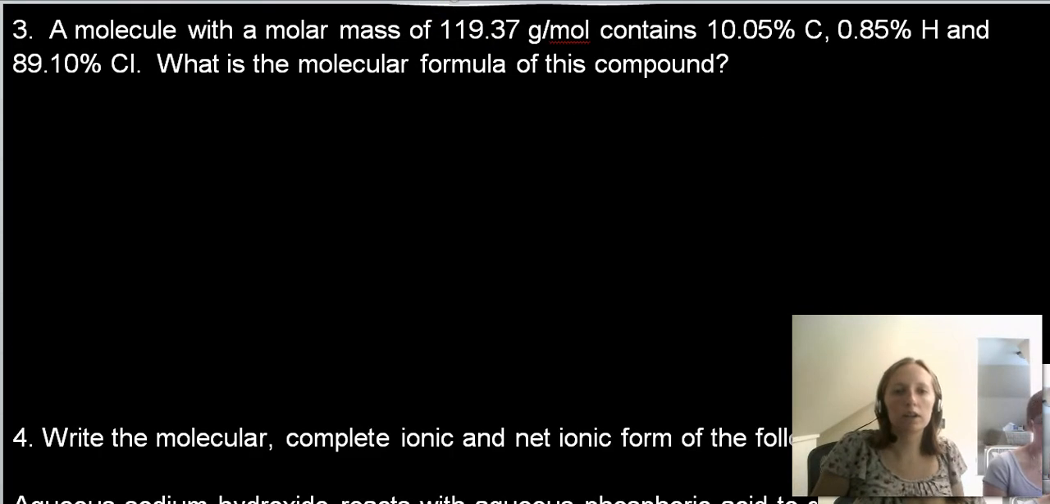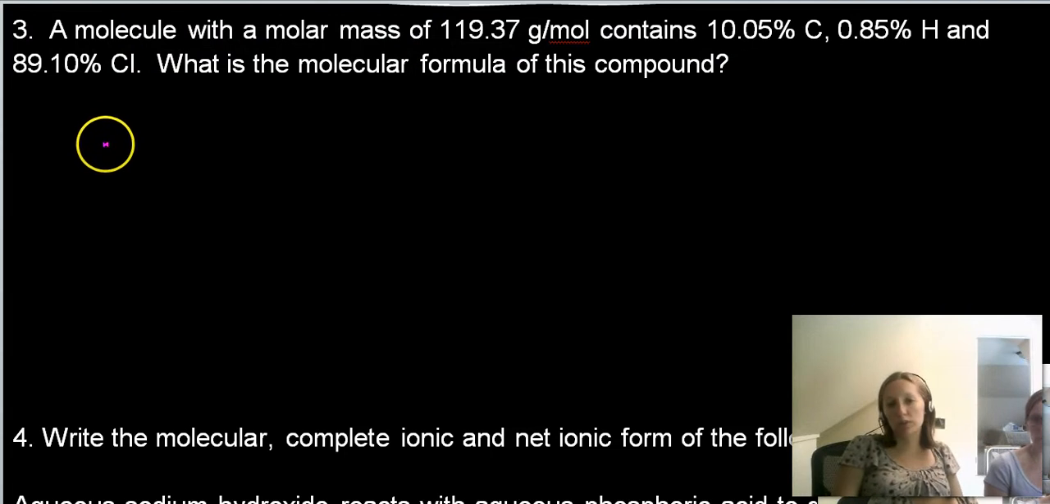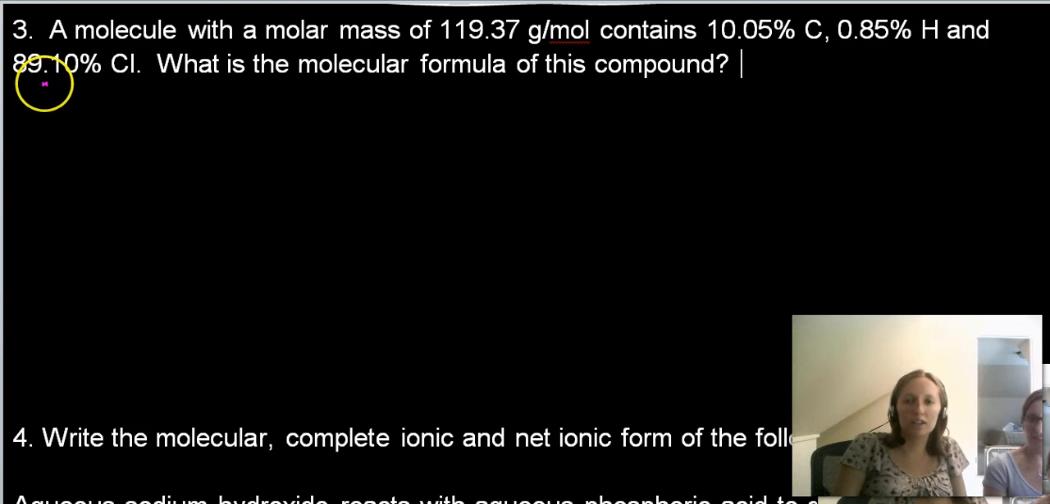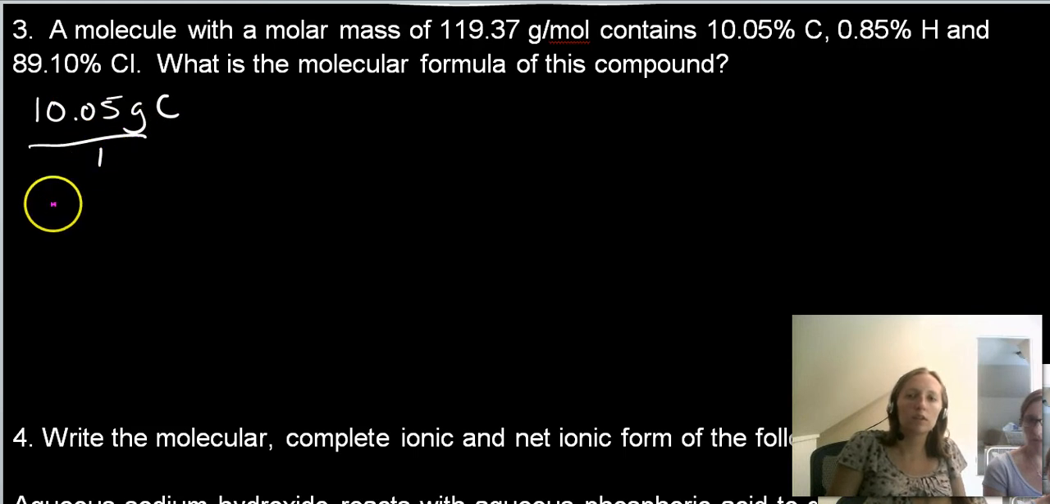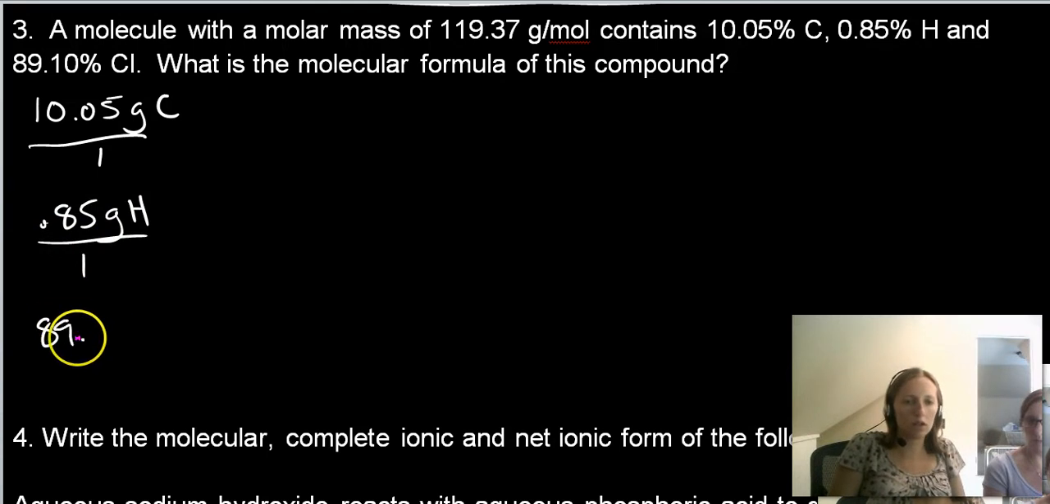All right, number 3. A molecule with a molar mass of 119.37 grams per mole contains 10.05% carbon, 0.85% hydrogen, and 89.10% chlorine. What is the molecular formula of this compound? All right, you pretend first that your percents are grams. So 10.05 grams of carbon, 0.85 grams of hydrogen, and 89.10 grams of chlorine.